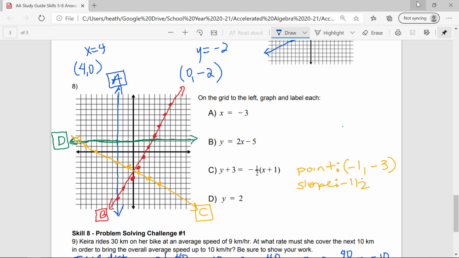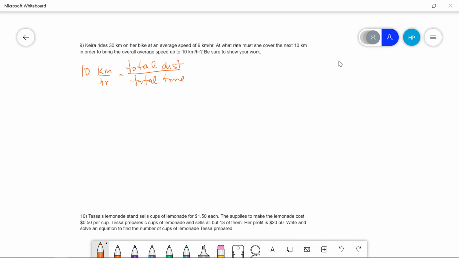Okay, so let's talk about some of these problem-solving ones. So our 10 kilometers per hour is going to be our total distance divided by our total time. So I know my total distance is going to be 40 kilometers because she rides 30 kilometers and then 10 kilometers. So that's kind of easy for the numerator. That's just going to be 40. This total time is a little trickier. So let's find the first time.